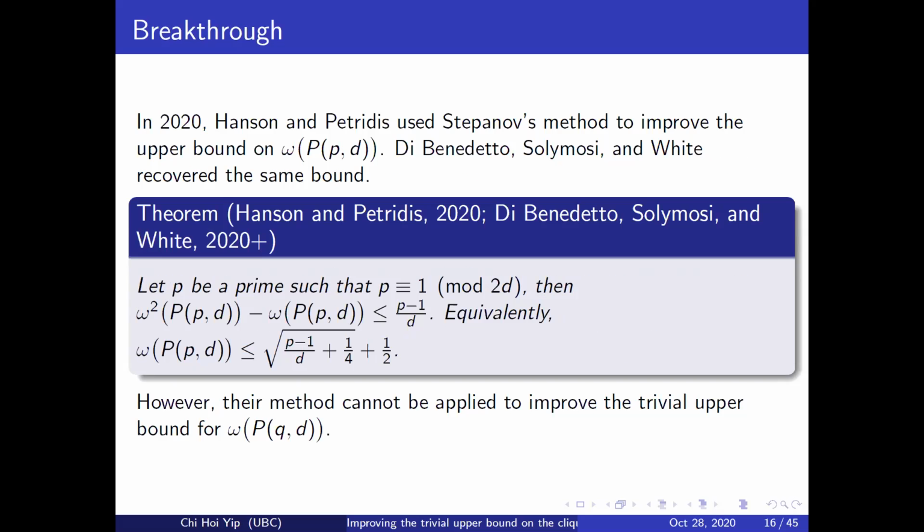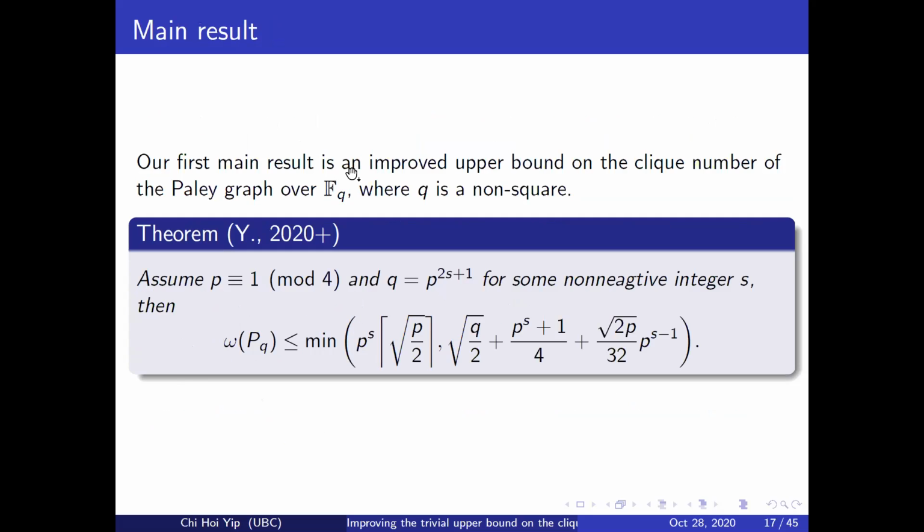Okay, so the main motivation of the research project I did in the past few months is to generalize this bound to P(q,d), where q is a prime power, because this bound was only for primes p, but not for prime power q. Our first result is that if q is a non-square, then we can bound the clique number of P(q,d) to be about root q over 2 plus some small terms.